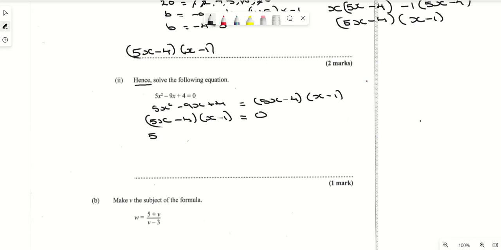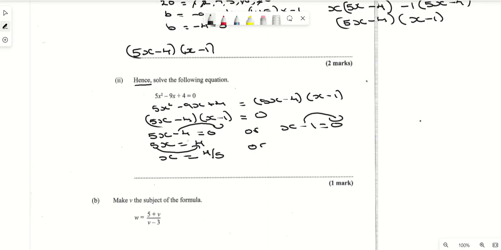So let's say 5x minus 4 is equal to 0, or x minus 1 is equal to 0. That is one of your steps. And then the next step would be you make x the subject for each one. So we carry across minus 4, that will turn to plus 4, so 5x is equal to 4. Then we carry across multiply by 5. The opposite of multiply by 5 is divide by 5, so it'll be 4 over 5. So x is equal to 4 over 5, or you bring over minus 1 and that will turn to positive 1. So x is equal to 1.